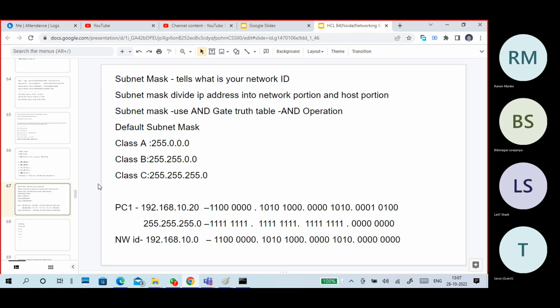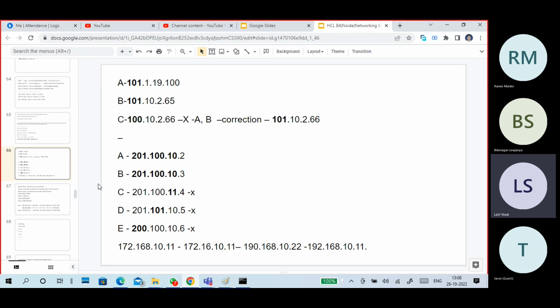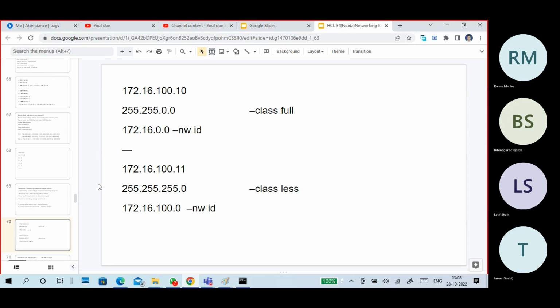To get the network ID, or to make sure what your network portion and host portion are, we use the subnet mask. The system uses the subnet mask. This is the default subnet mask. If you change this default subnet mask, guys, then other changes will happen. Here it is 172.16.100.10, and the default subnet mask is 255.255.0.0. If you are using a default subnet mask, that type of network we call a classful network. And if you calculate the network ID, it is 172.16.0.0.